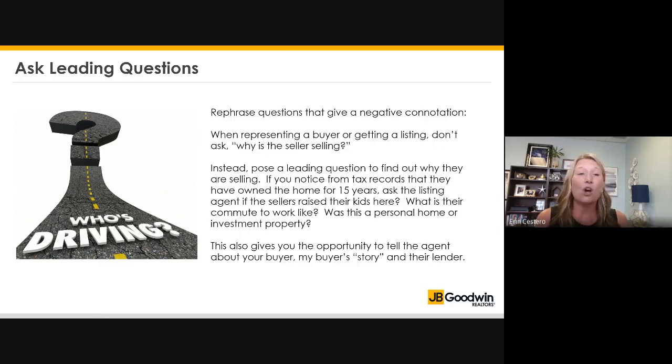Or ask, was this a personal home or investment property? There are a lot of questions that we can ask that give us context to get the answer that we're looking for. If you guys have examples, please share those.